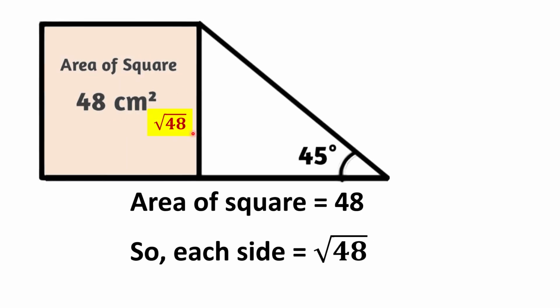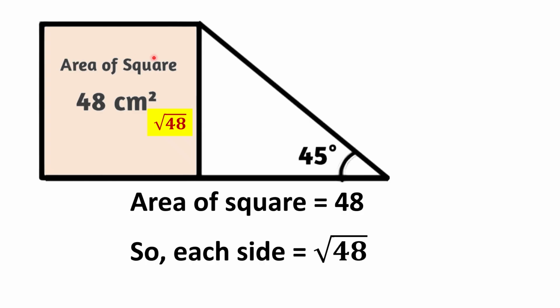Now look at the shaded part. You can see the shaded square. Only the square is shaded. So the area of the square is 48, so each side will be root 48.